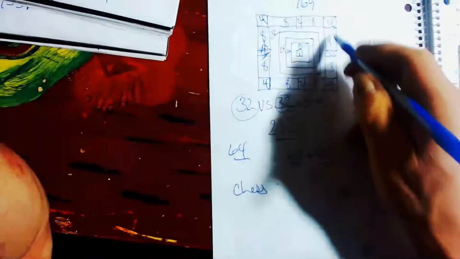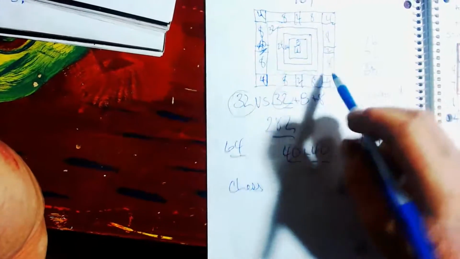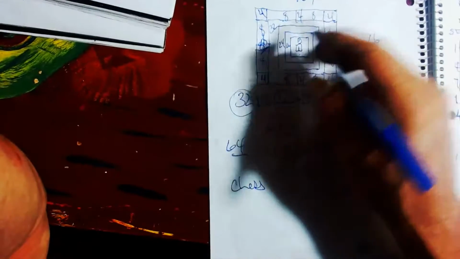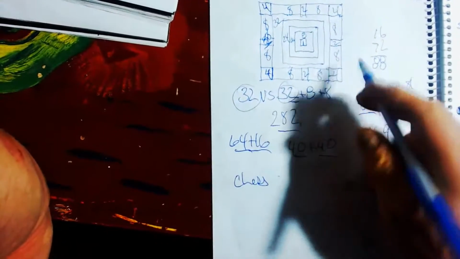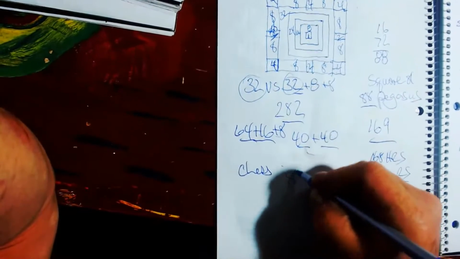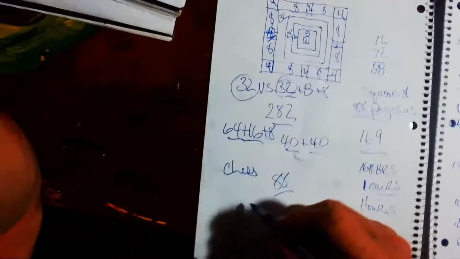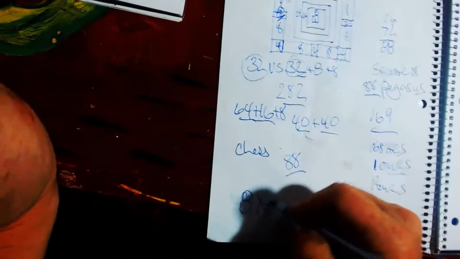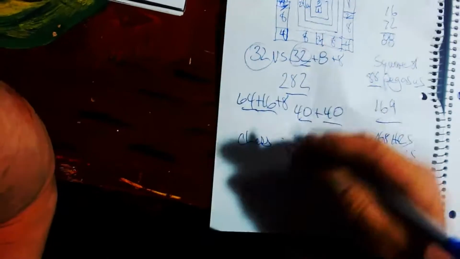64. And then we have 1, 2, 3, 4, 4, 4, 4. We have 16 in the corners. And then we have 2, 4, 6, 8, plus we have 8. And that'll be 24. That'll be a total of 88. Now, everything we did here is to understand 8 times 8 equals 64, and 8 plus 8 equals 16. And that is your equation right over here.